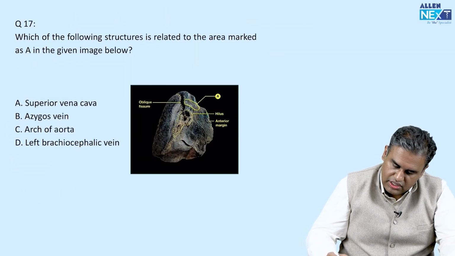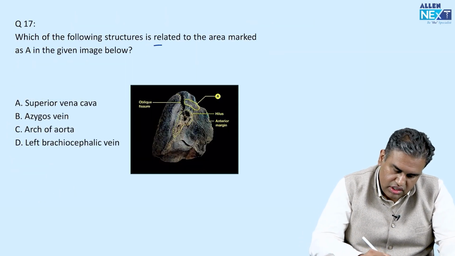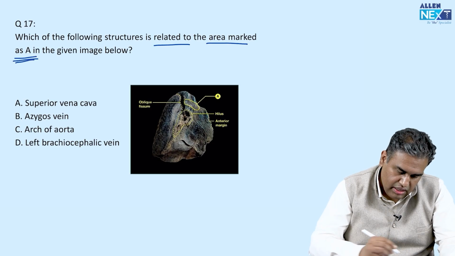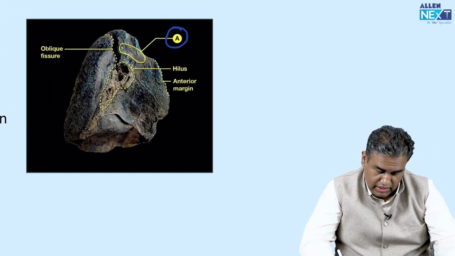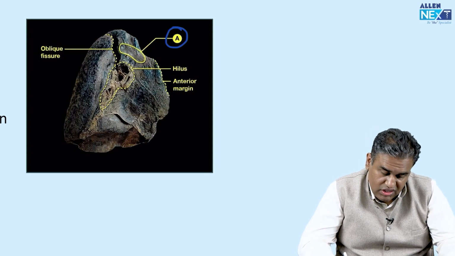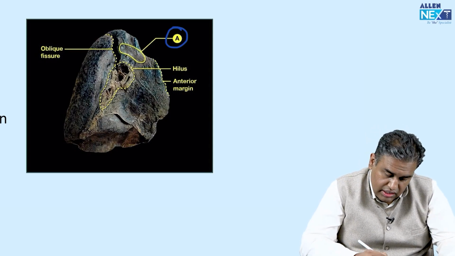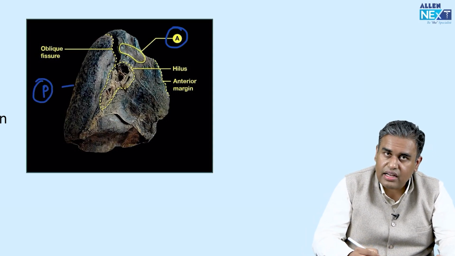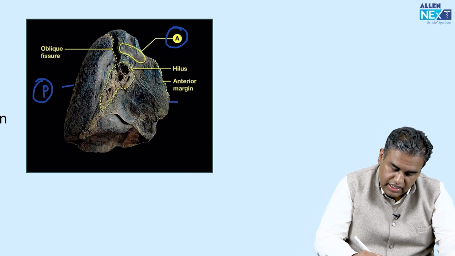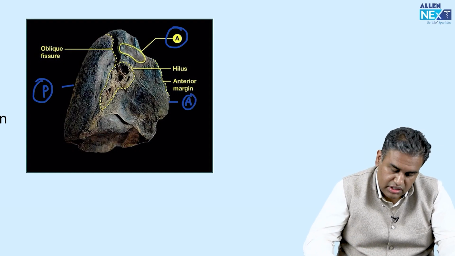Okay, another image-based question. Let's see which of the following structures is related to the area marked as A in the image given below. Area marked A is over here. What is this? These are the lungs. So which side, right or left? The border that is smooth is always present posteriorly. The border which is flat and compressed by the sternum is the anterior border. It's also written over here, anterior, posterior.